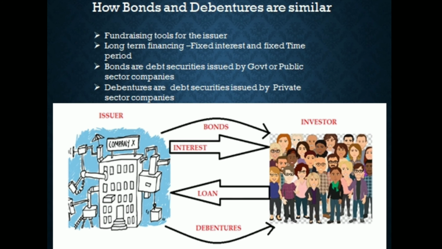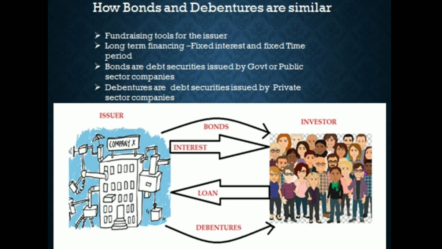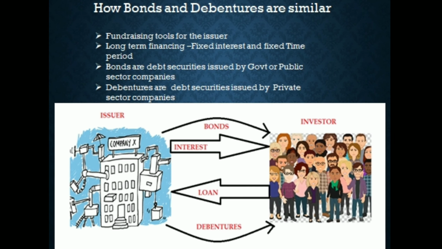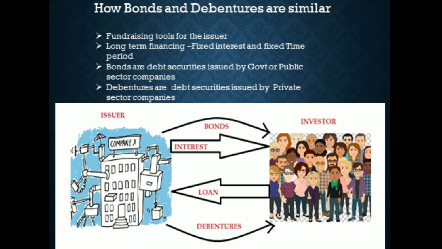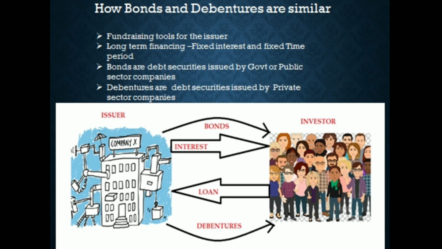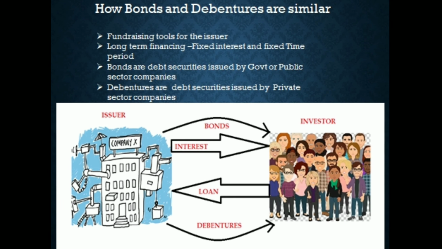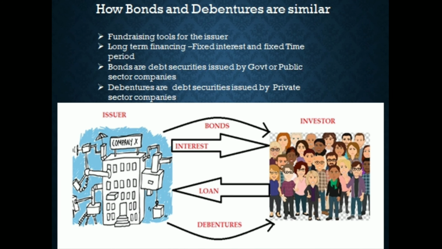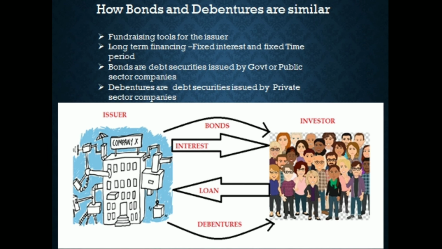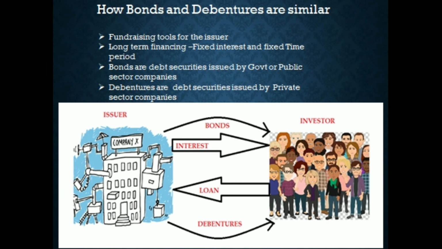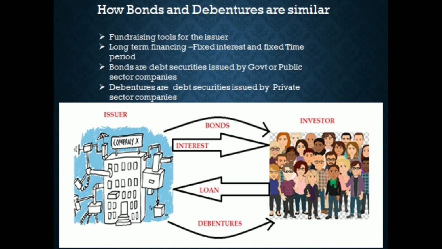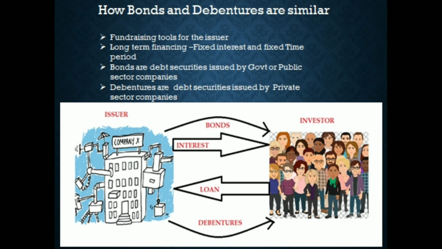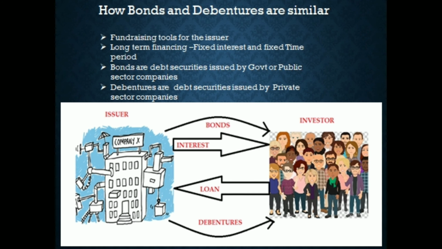Both bonds and debentures are fundraising tools for the issuer. This is long-term financing, which means it has a fixed interest and a fixed time period. Bonds are debt securities issued by the government or public sector companies, whereas debentures are debt securities issued by private sector companies. So when you're purchasing a bond, it means you're lending money to an issuer. The issuer promises to pay you a specified rate of interest during the life of a bond in return for the loan. Interest payment will be done cumulatively or annually.